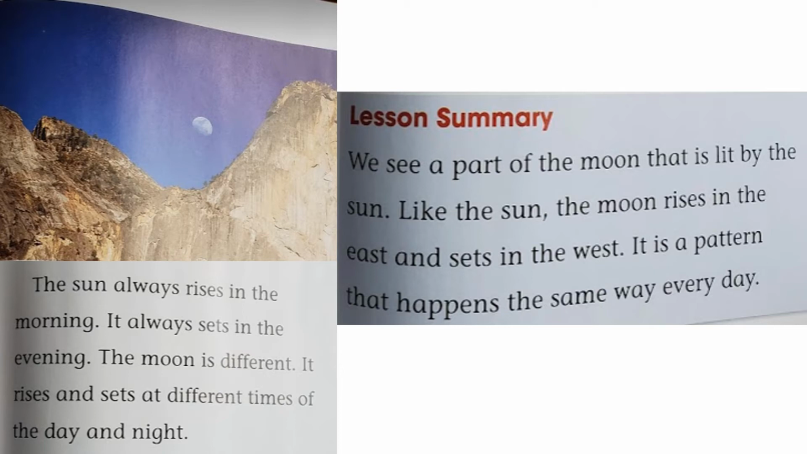The sun always rises in the morning. It always sets in the evening. The moon is different. It rises and sets at different times of the day and night. We see a part of the moon that is lit by the sun. Like the sun, the moon rises in the east and sets in the west. It is a pattern that happens the same way every day.